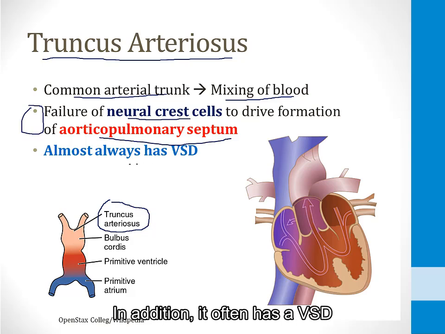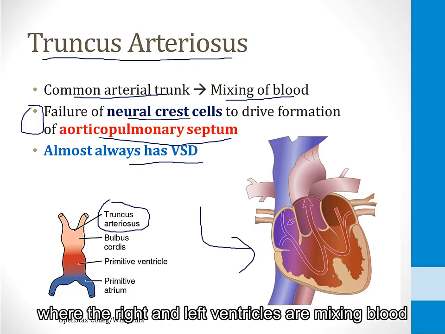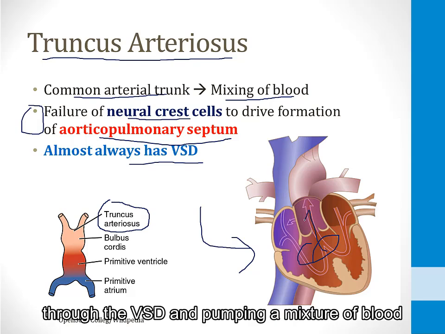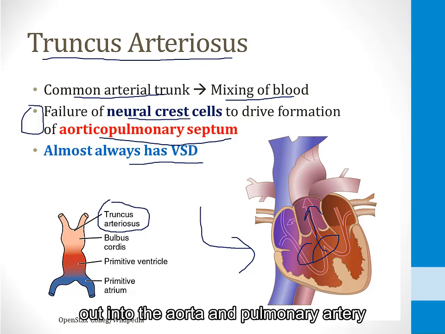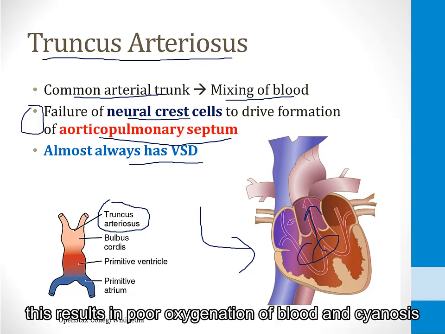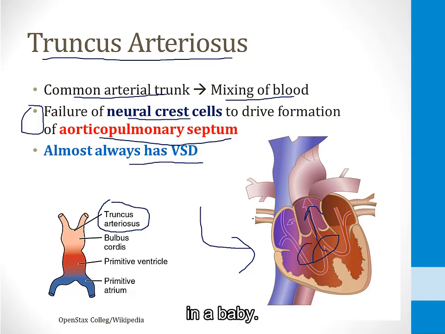In addition, it often has a VSD, and that creates a situation like what is shown in this picture here, where the right and left ventricles are mixing blood through the VSD and pumping a mixture of blood out into the aorta and pulmonary artery. This results in poor oxygenation of blood and cyanosis in a baby.